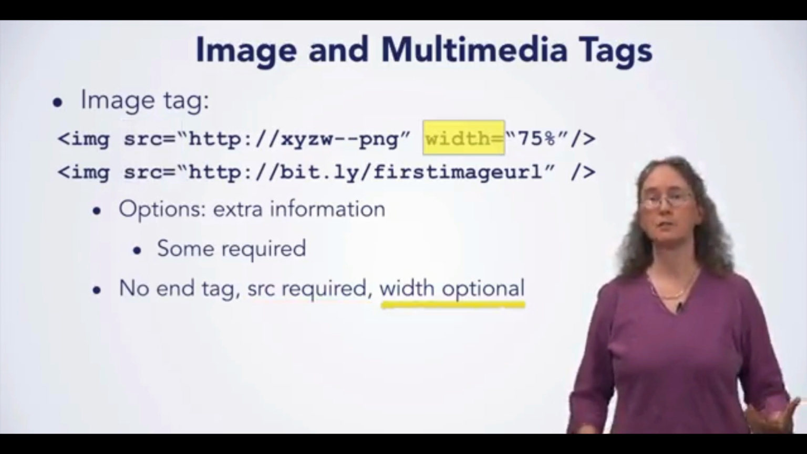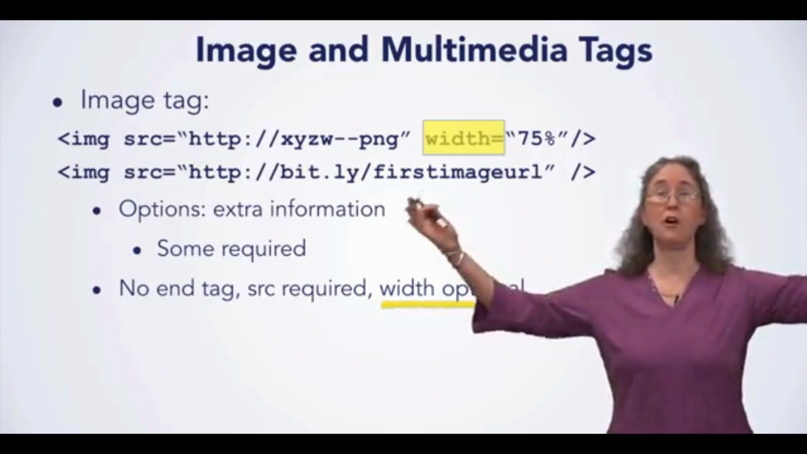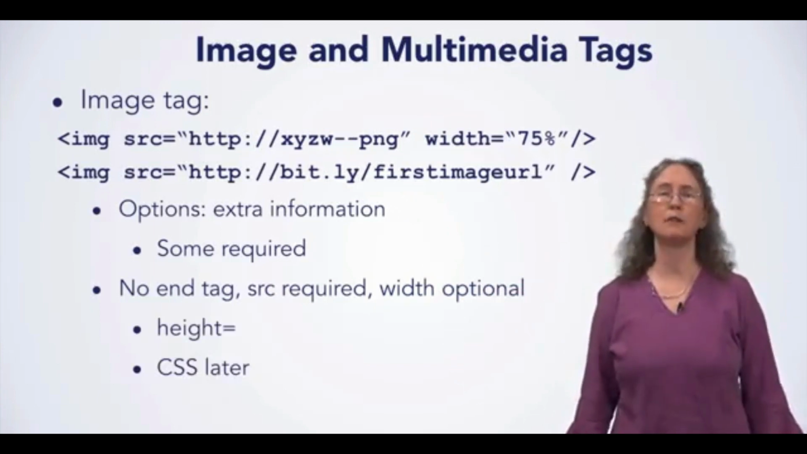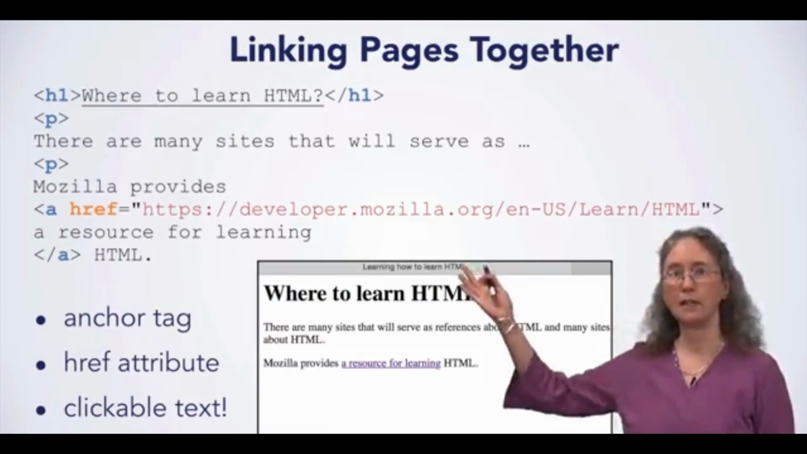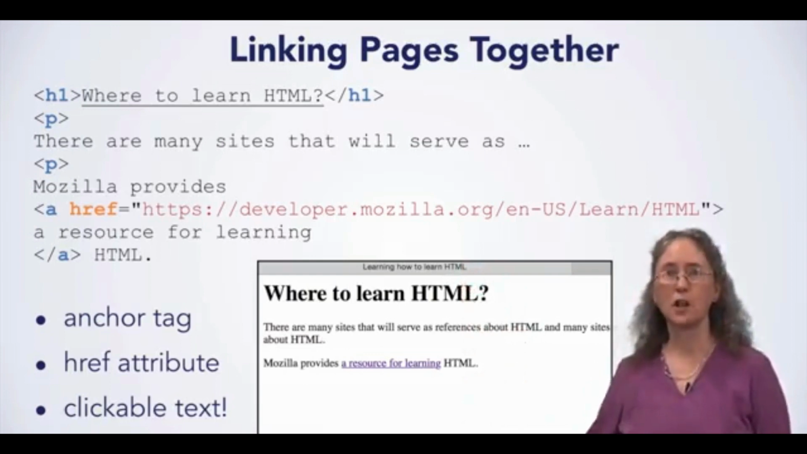Width is an optional tag. It can be used to reduce the size of the image displayed. Otherwise, the original size of the image is displayed, which could be quite large. There are other options you could specify, but we will see better ways to process images when we get to CSS.